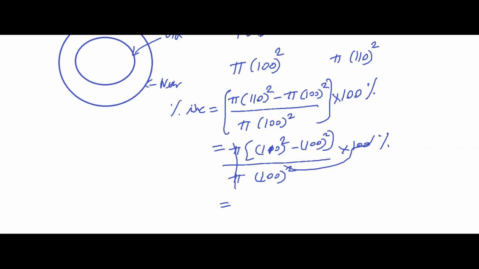Just a minute. So this is a square minus b square. 110 minus 100, it will be 10. Okay, and 110 plus 100, it will be 210 divided by 100. So I can cancel this 0 and 0. I will get answer as 21% increase. So this is the answer. Got it? Yes, sir.